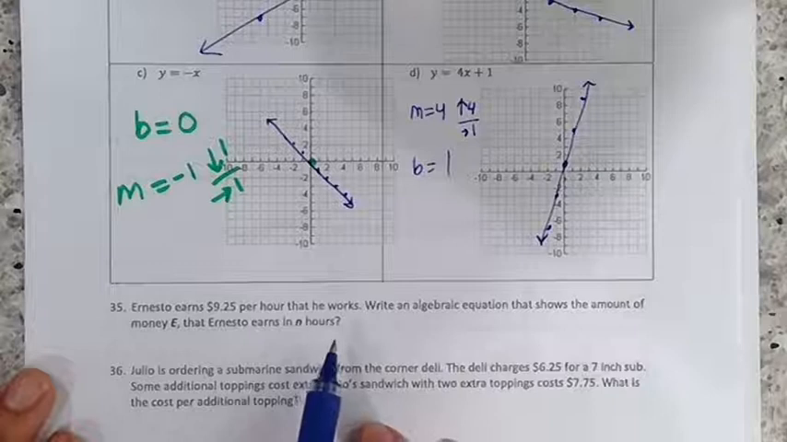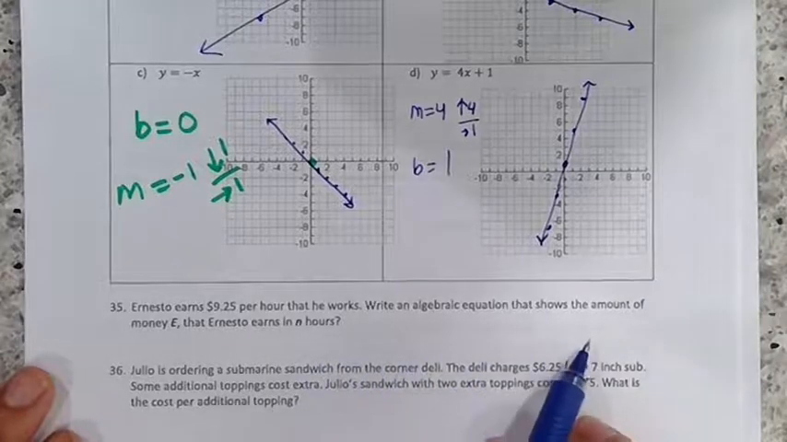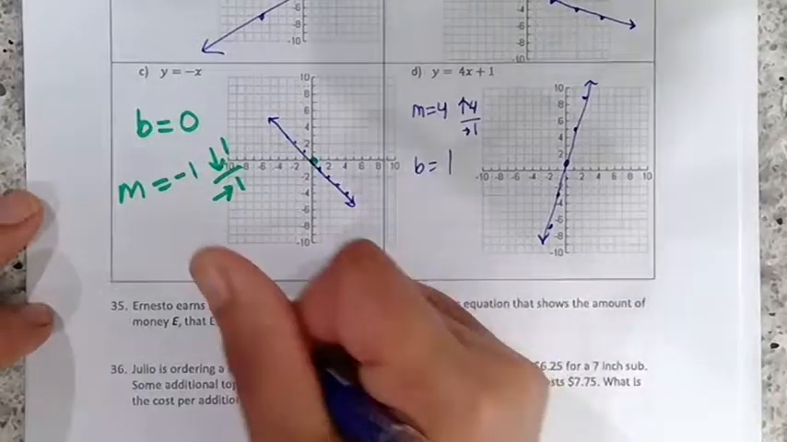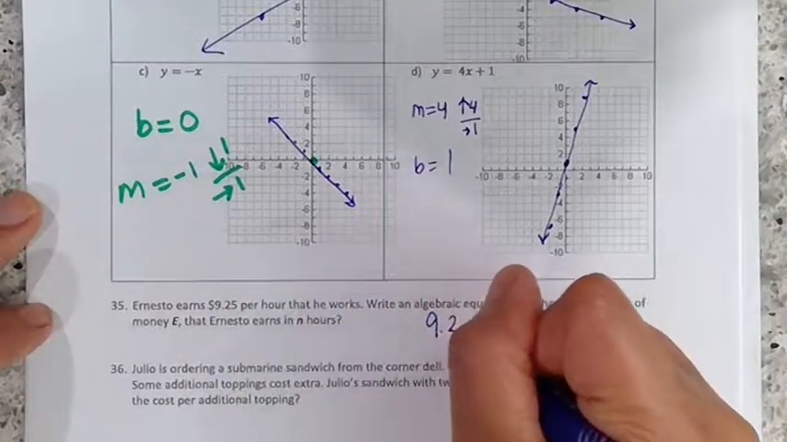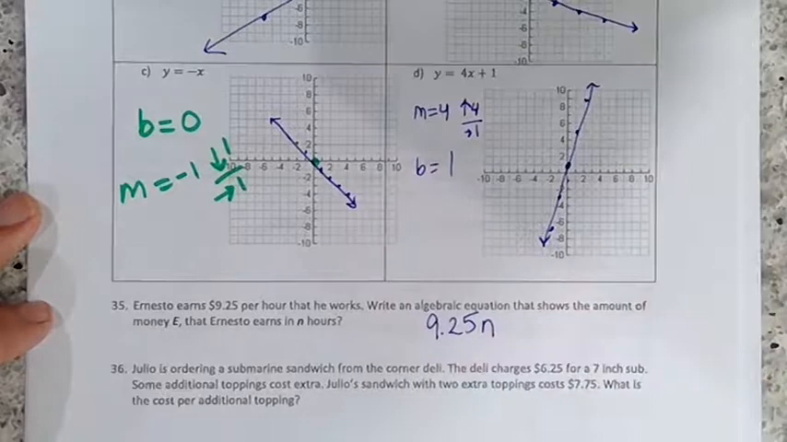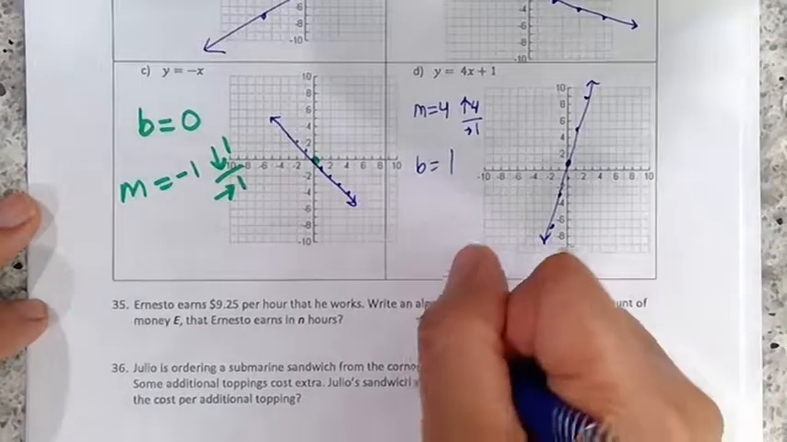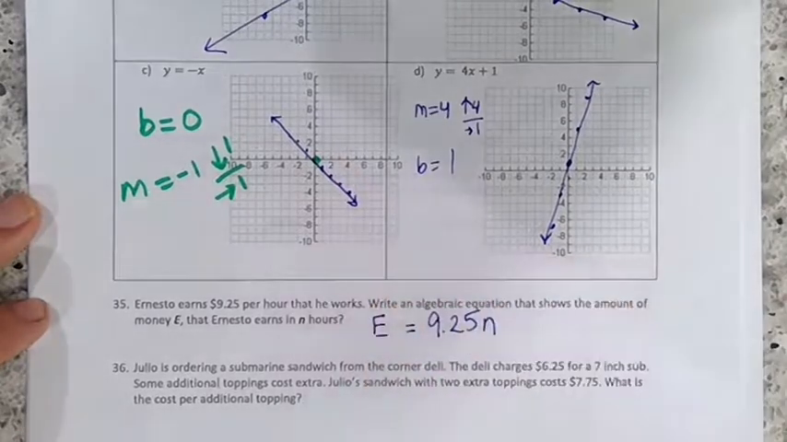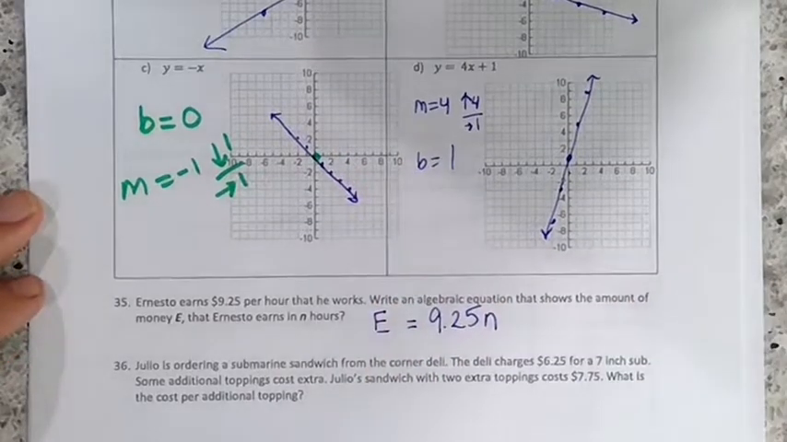Ernesto earns $9.25 per hour. Write an algebraic equation that shows the amount of money he earns in n number of hours. So if he earns $9.25 per hour, 9.25 times the number of hours he works, and they use the letter n, is equal to the money that he makes. So E equals 9.25n.